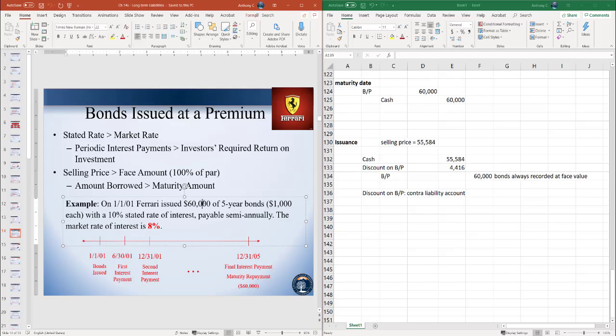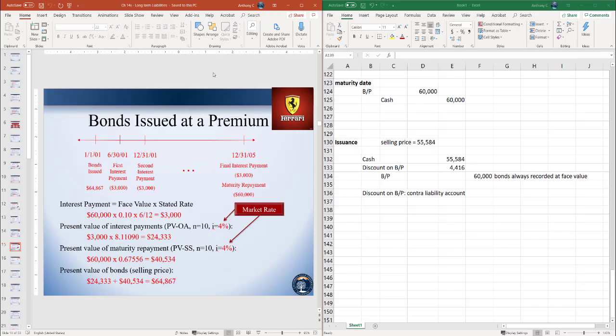So same example here, except now we're dealing with Ferrari, but it's still a $60,000 5-year bond. Stated rate of interest is 10%, but now the market rate of interest is 8%, so it's less.